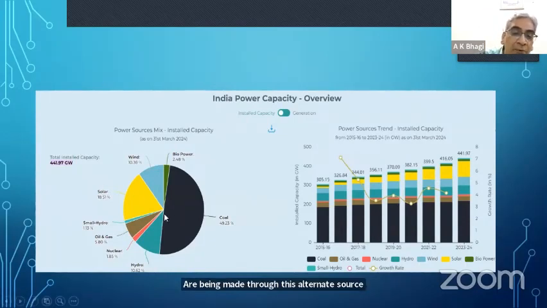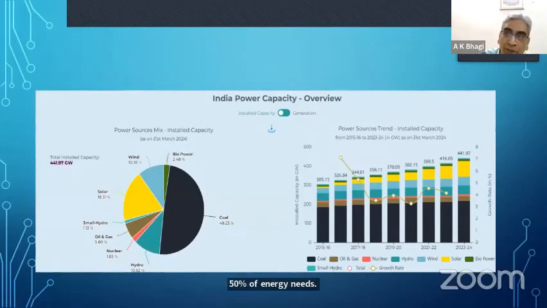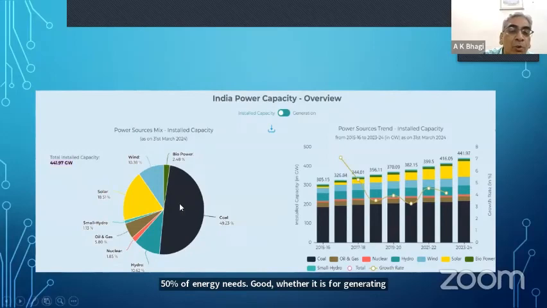But still, if you look at this, this is dangerous. For 50% of energy needs, whether it is for generating electricity or for the industries, we are still dependent upon coal. Oil and gas, we are dependent upon 5.8%. Nuclear, we are still lagging behind. So we have to go to nuclear energy, solar energy, and wind energy.